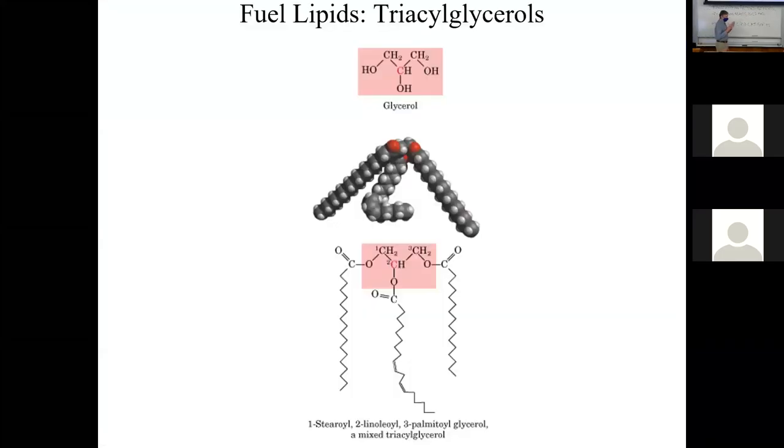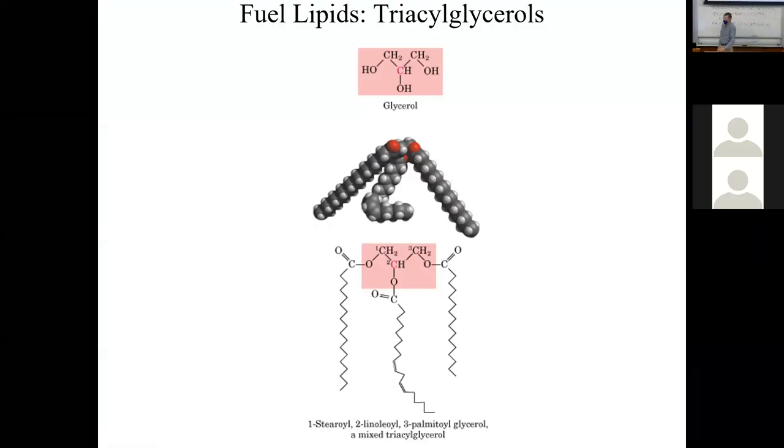So when we talk about fats, we're really talking about these triacylglycerol molecules. So glycerol, as you can see at the top of the slide, is this three carbon species that has three hydroxyl groups associated with it. And in the context of fats, these three hydroxyl groups are esterified with three fatty acids.